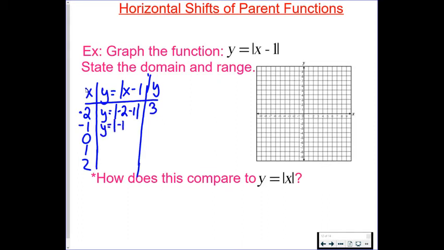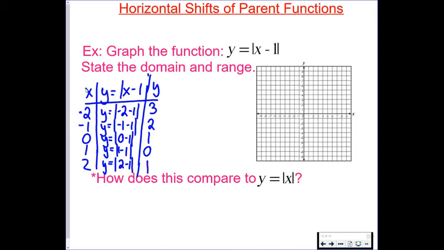Y equals negative 1 minus 1 is negative 2. The absolute value of that is positive 2. Y equals 0 minus 1. Absolute value is positive 1. Y equals 1 minus 1 is 0. And y equals 2 minus 1. The absolute value is 1. Now I've got my table.